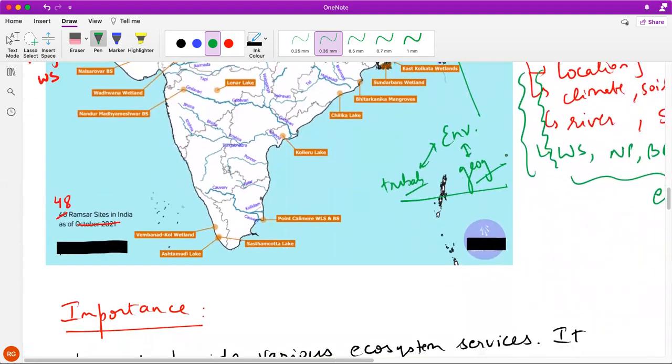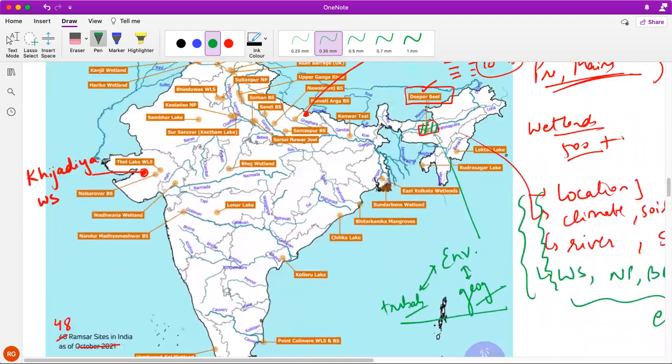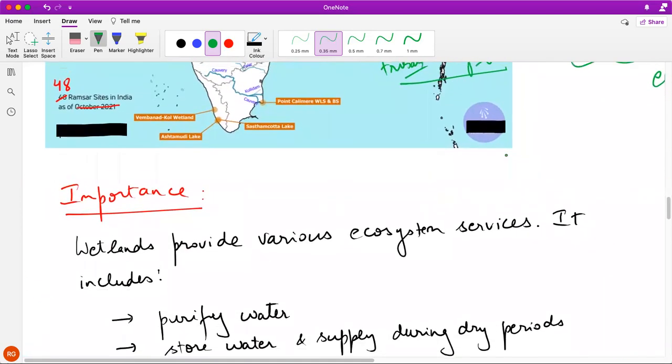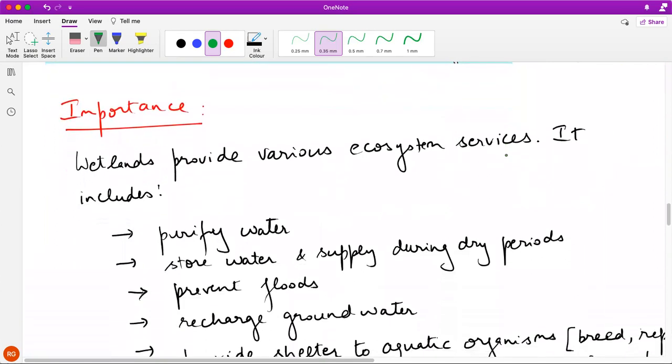Okay, now let's move on. We have studied wetland locations, a few wetlands that have been identified. Now let's focus on the importance of wetlands. Just as forests are called lungs of the earth, wetlands are referred to as kidneys that regulate water and filter waste from the landscape. These are very important and provide ecosystem services. You must have studied ecosystem services.